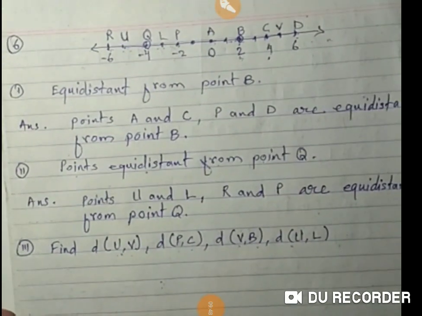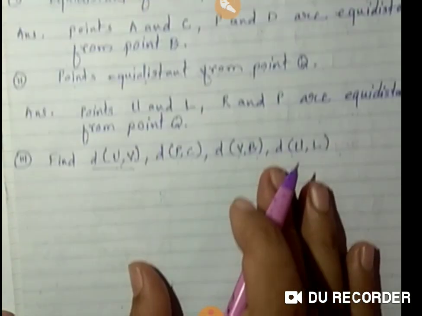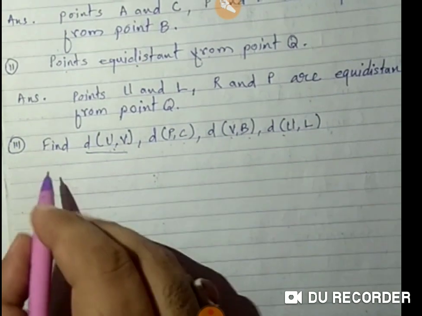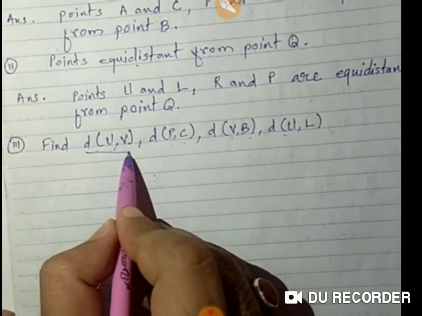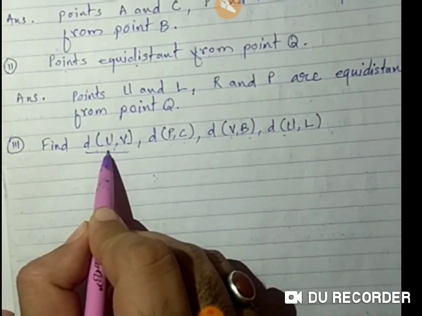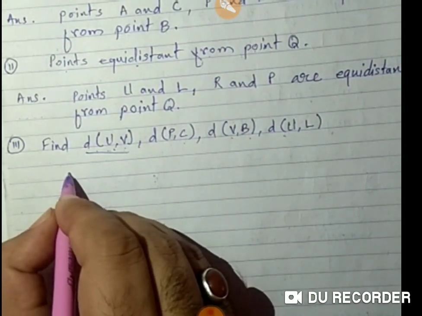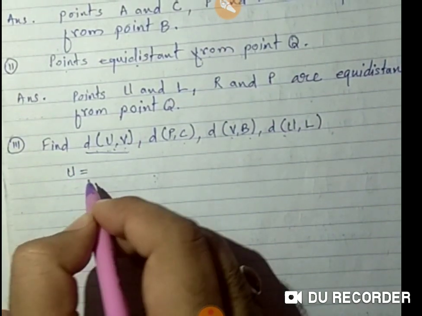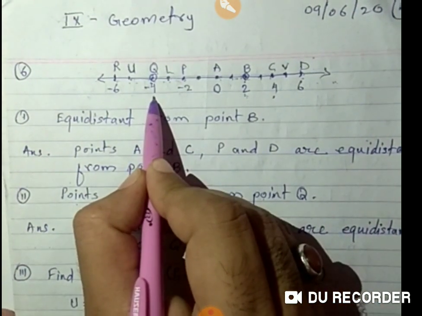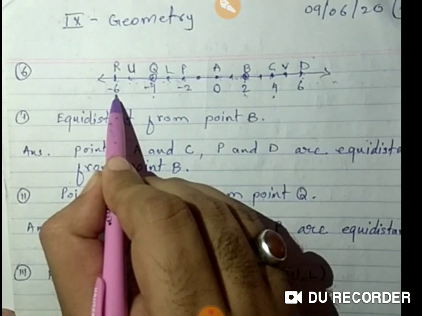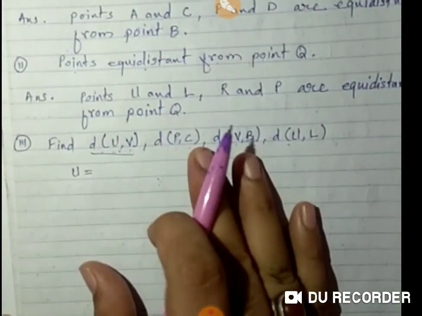I'll start with this distance between UV. So in order to find distance between UV, we need coordinates of U and coordinate of V. So coordinate of U is actually, as per your number line, Q is -4, R is -6, so definitely U should be -5. So coordinate of U is -5.